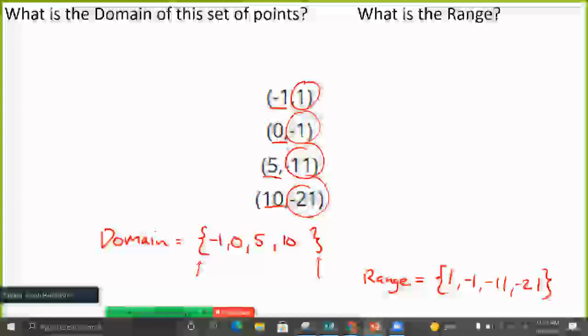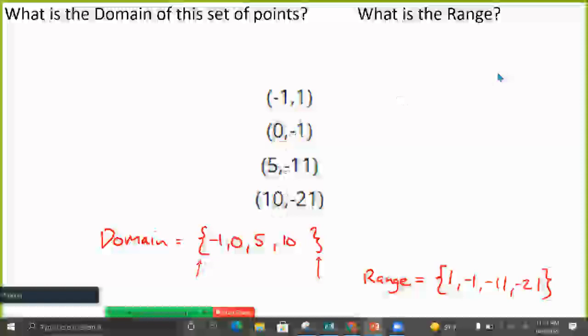Cool. Follow-up question. Is this a function? Can anyone tell me? What do you think? Anaya, Levi, you can answer too. Any thoughts? Is this a function, this set of points? Let me erase my markings here. Can we figure that out? Do we have enough information for that?